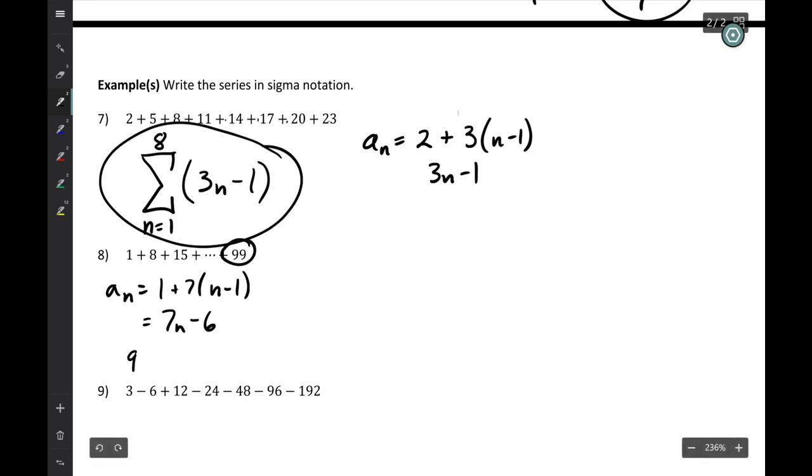And then in order to figure out what n would be for the term 99, I'm going to plug 99 in for a sub n. So I got 99 equals 7n minus 6. Add 6 to both sides, I get 105, divide by 7. Oh, that's clearly n equals 15.